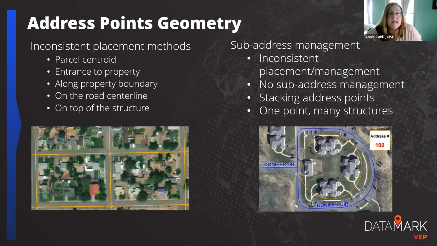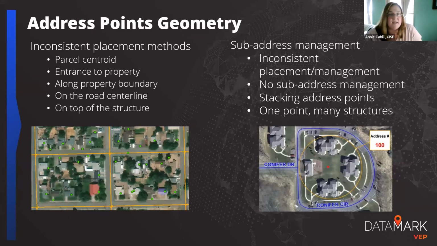There is a whole NENA informational document. It's not a standard, it's an informational document about how to place your address points for different types of structures. And I would say it's written loosely for a reason. It's because NENA identified that there are lots of different ways of doing something, and having something is better than having nothing. So that's why you see these different placement methods. What gets us is the inconsistency.